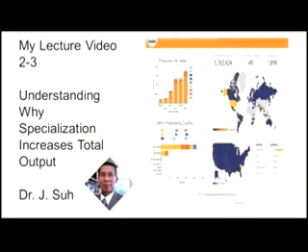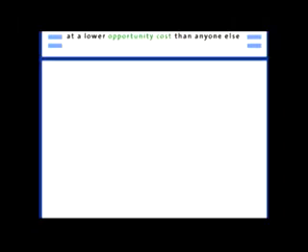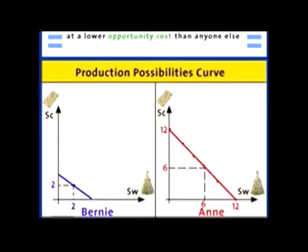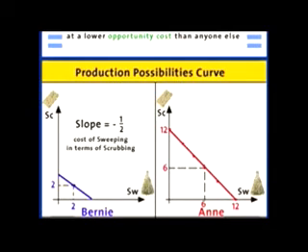Remember these production possibilities diagrams. Here's Bernie's, and here's Ann's. The slope of Bernie's production possibilities frontier is -1/2. That's the opportunity cost of sweeping measured in terms of lost scrubbing. Ann's opportunity cost is -1. That's her opportunity cost of sweeping in terms of lost scrubbing. Because sweeping is less expensive for Bernie, we had Bernie specialize in sweeping services.